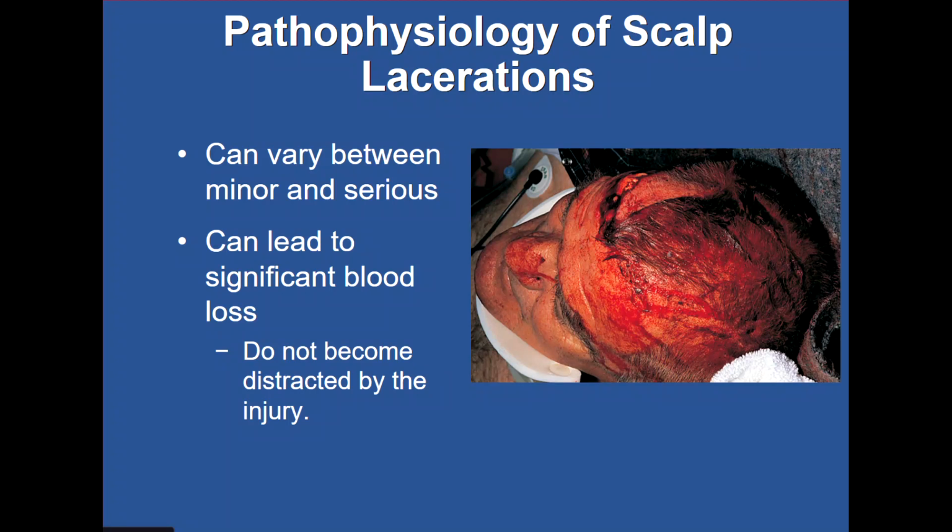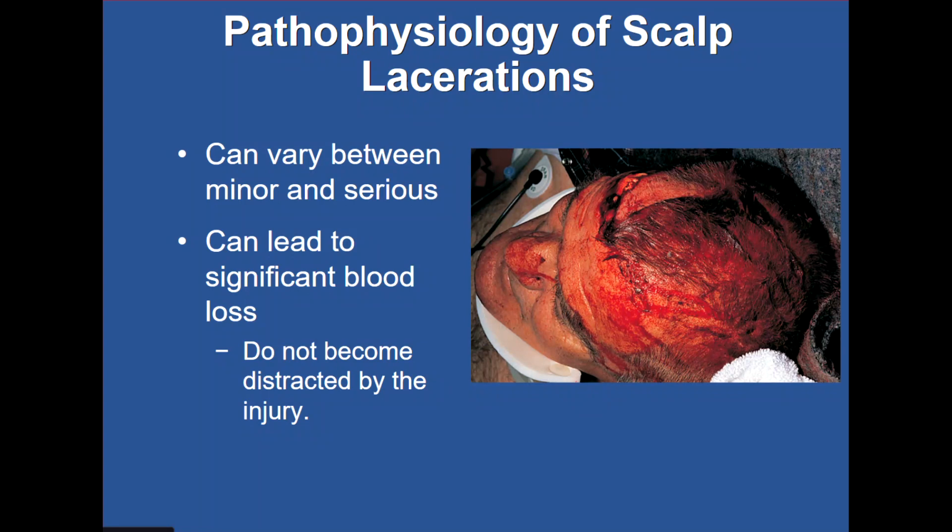So, our main goal: stop the bleeding. Can apply gentle, direct pressure to stop that bleeding. Be aware, though, if you feel crepitus under your fingers, then you should stop, because there's a good chance there might be a skull fracture under there, and you don't want to put pressure on that. And we're just going to cover it with a sterile dressing and transport.